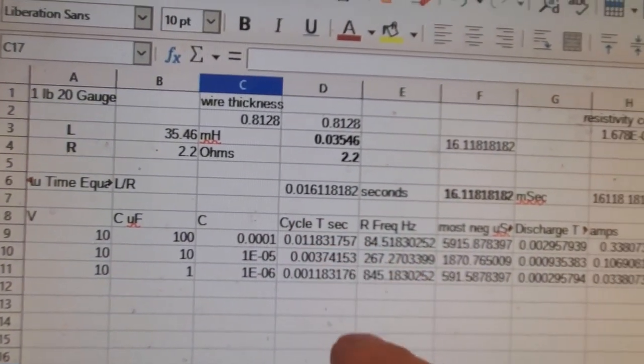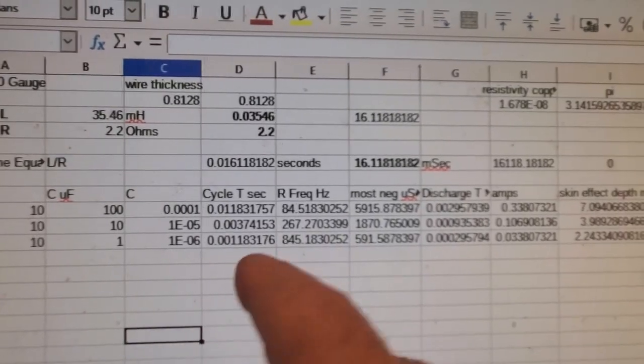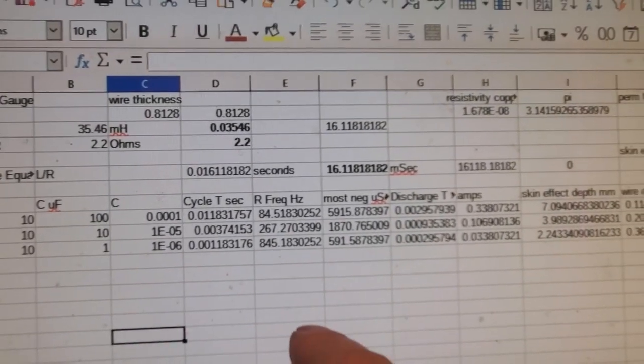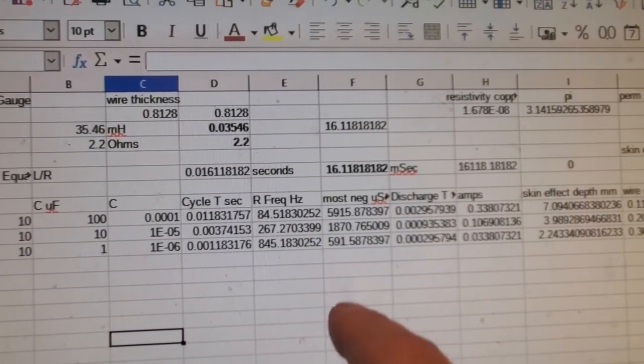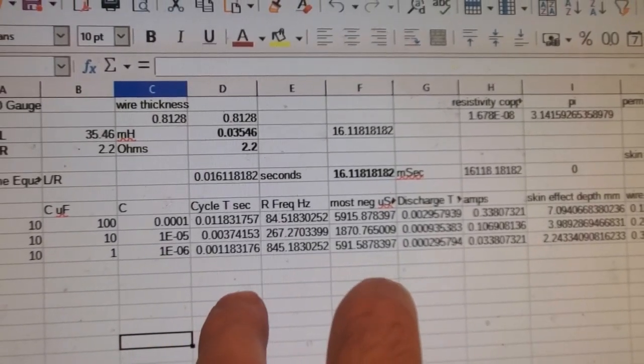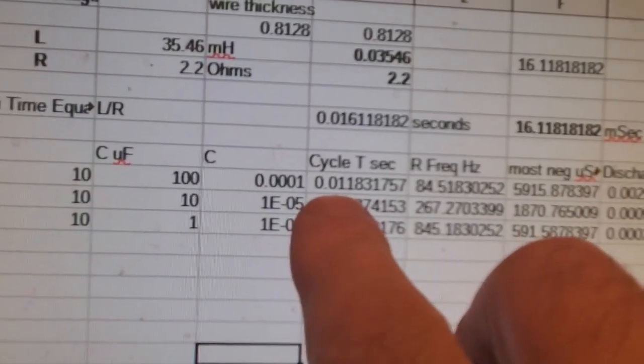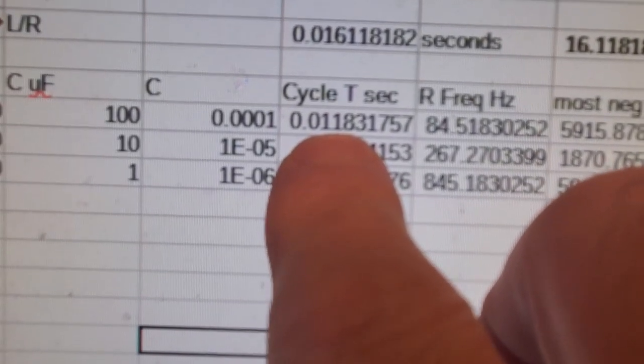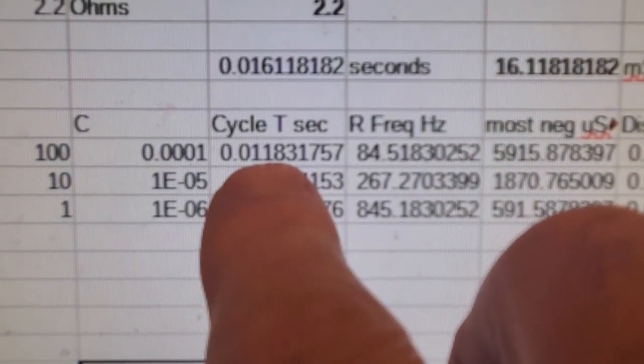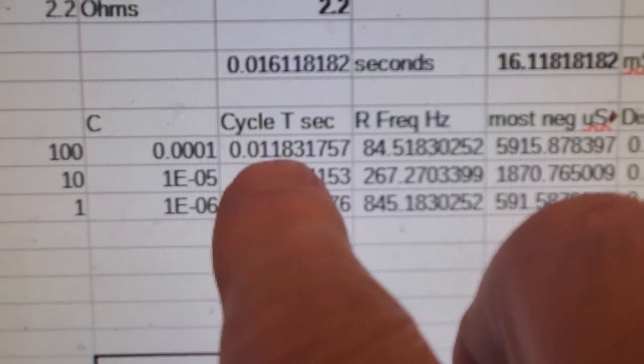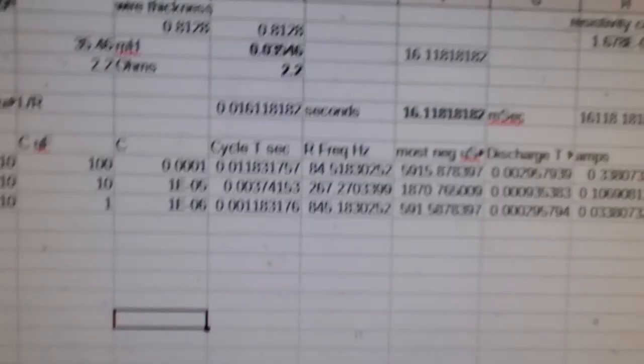Then what is the cycle time? Now, what do I mean by the cycle time? The cap discharges, goes negative, then it comes back up a bit positive, then goes negative. So from wave crest to wave crest takes that many seconds, or 11.8 milliseconds. Therefore, what's the resonant frequency?